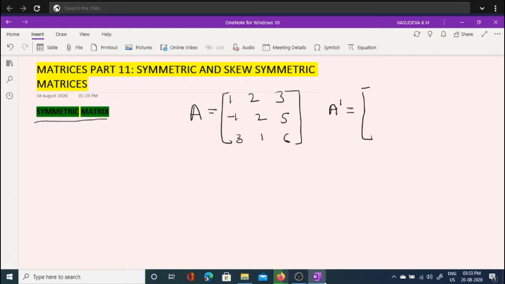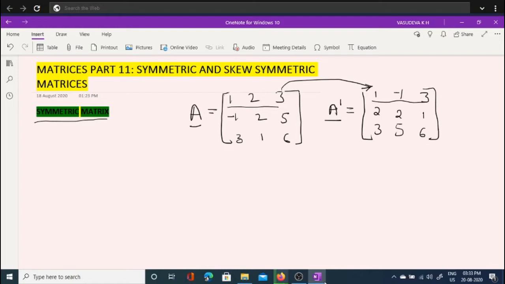A dash is obtained by interchanging the rows into columns or columns into rows. So 1, 2, 3 row is changed into column 1, 2, 3. And row minus 1, 2, 5 changed into column minus 1, 2, 5. And 3, 1, 6. This is A dash. See, observe that both A and A dash are different. ಈಗ ನಾವು transpose of a matrix ಅನ್ನು ತಗೊಂಡ್ರು ಕೂಡ the elements are different. Elements of A are 1, 2, 3 in the first row, but the elements of A dash are 1, minus 1, 3 in the first row.